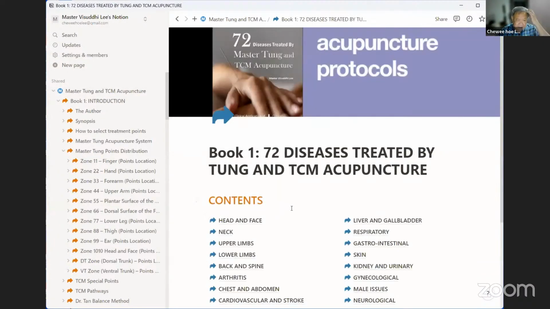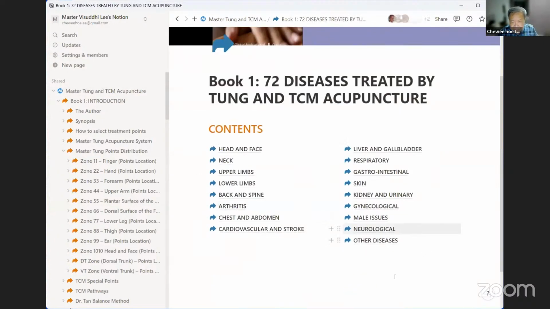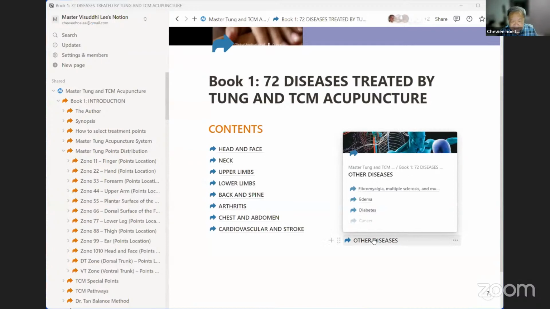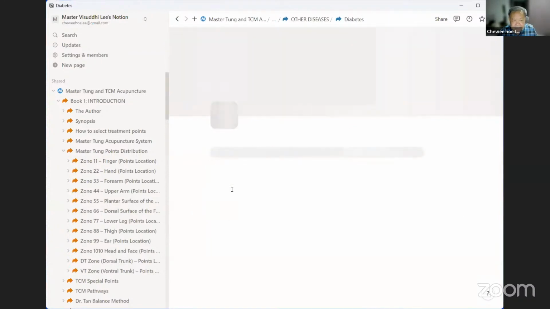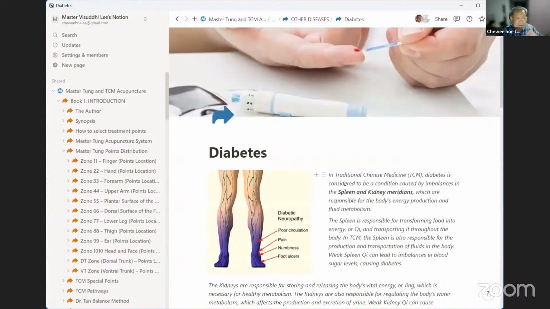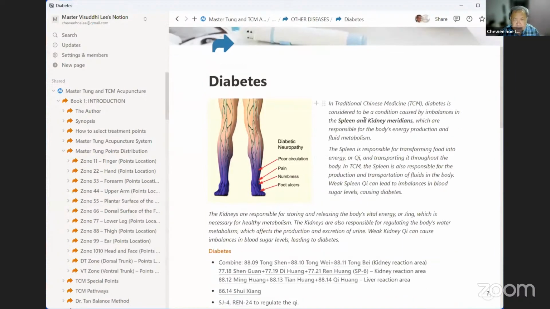The diseases. 72 common diseases. Somebody tell me a disease that you want to discuss. Diabetes. Diabetes is under other diseases. So you pick the disease that you want to know.